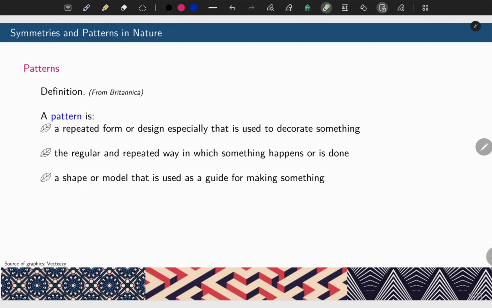Another definition, a pattern is the regular and repeated way in which something happens or is done. So meaning to say, this is not only limited to arts. You can say that it can be for behavior, for movements, that can be called a pattern. Third, a pattern is a shape or model that is used as a guide for making something.